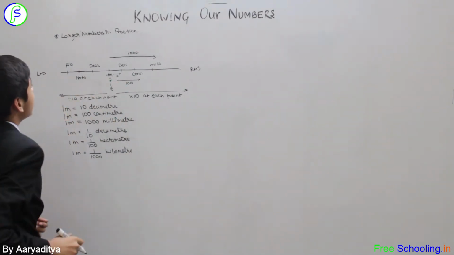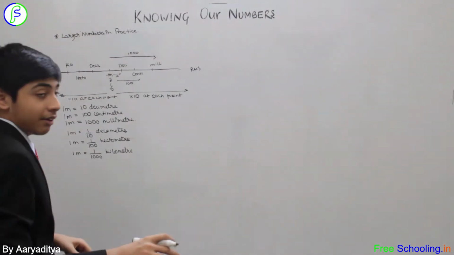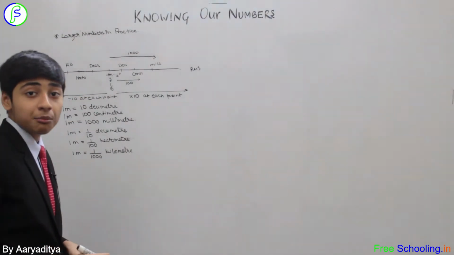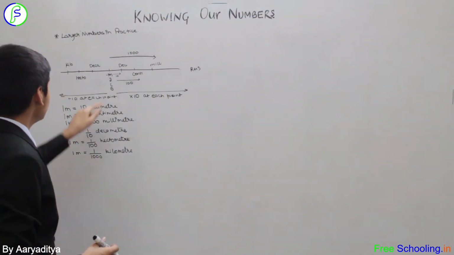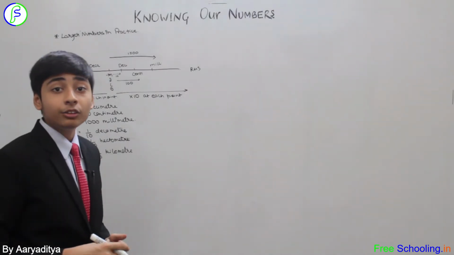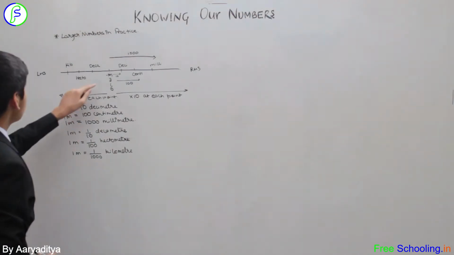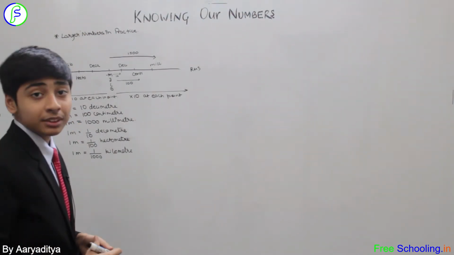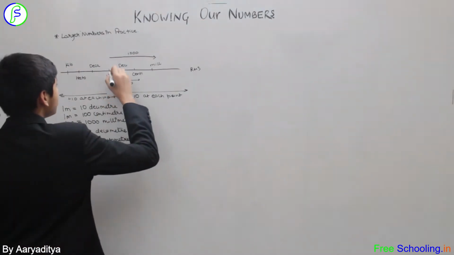Similarly, going to the left hand side, what we get to see here, gram going to decagram, divide by 10. So 1 gram is equal to 1 by 10 of a decagram. Similarly, going to hecto, what happens? Gram going to hectogram, what happens? Divided by 100. So 1 gram is equal to 1 by 100 of a hectogram. Similarly, going to the kilo, 1 gram is equal to 1 by 1000 of a kilogram. Easy. Gram is done too.